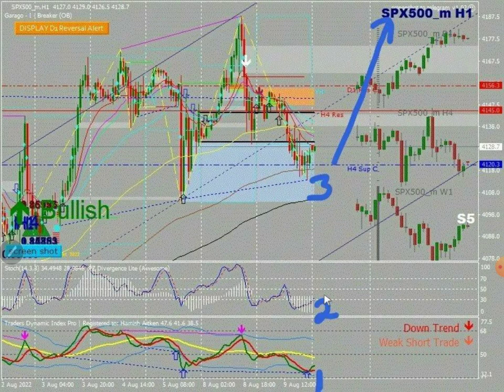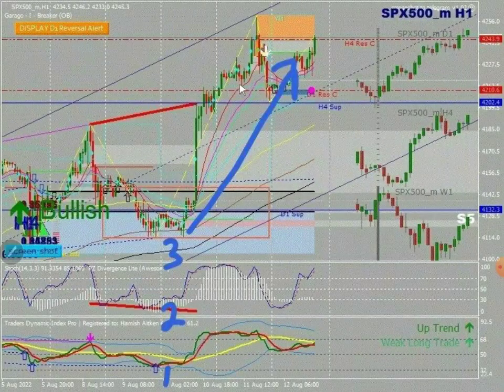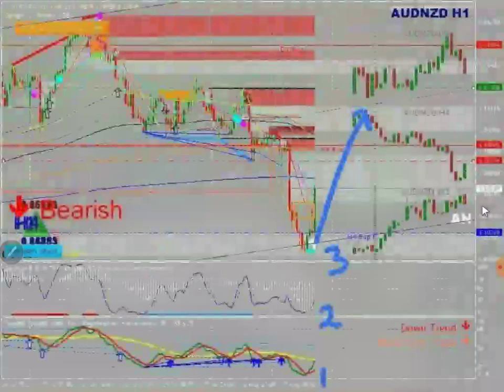So that is three things. One, TDI shark fin. Two, stochastic oversold and price below yesterday's low. And to complement it, we have the price at the demand zone. So let's see the outcome. You can see the price moved in our favor, upward. Let's see if we can find another one.